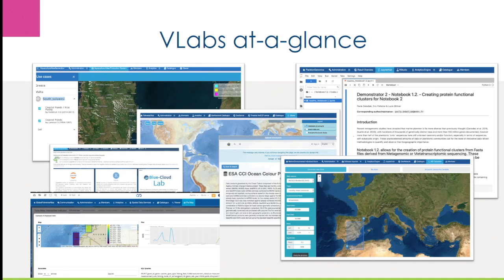As soon as I said, 1 minute, okay, and then my last slides. A picture is worth more than 1,000 words. So this is some example of virtual labs at a glance. You see on your right, a notebook. It is possible to execute notebooks.